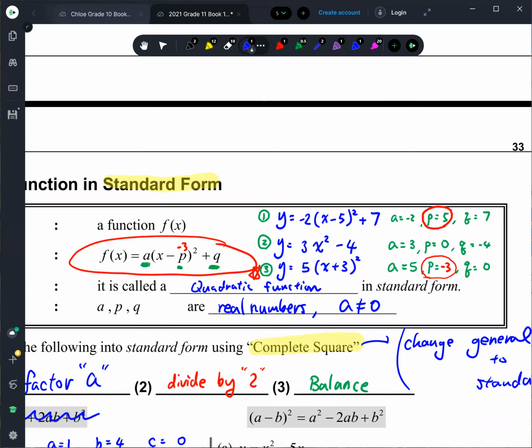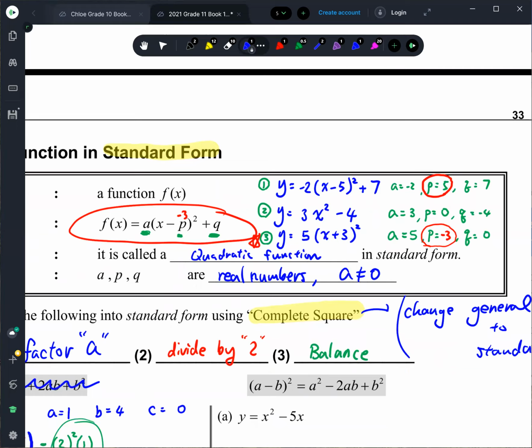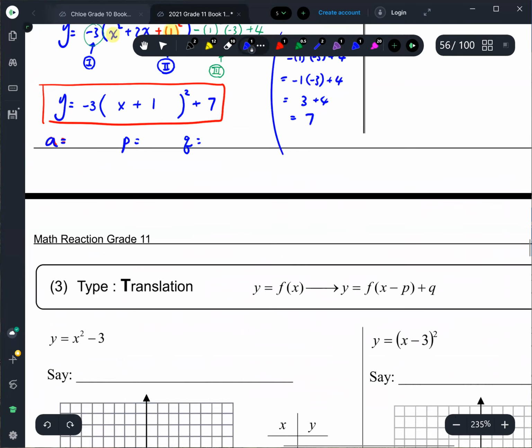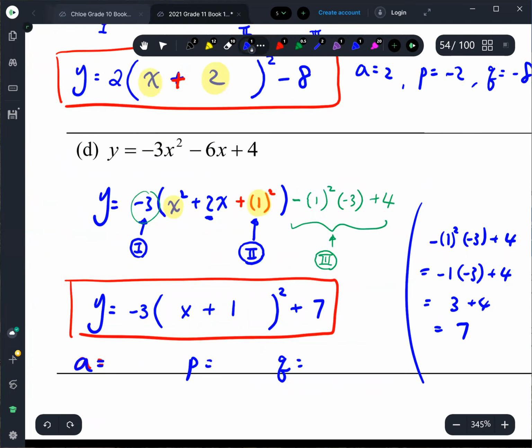So double check your homework, because APQ, that's the number I'll be marking. So look at this one. What's the value of A? Angeline? -3. Yeah. And Bernice, what's the value of P? -1. Very good. And let's have Valerie, what's the value of Q? 7. Okay, so remember, if it's adding on the inside, P should be a negative number.